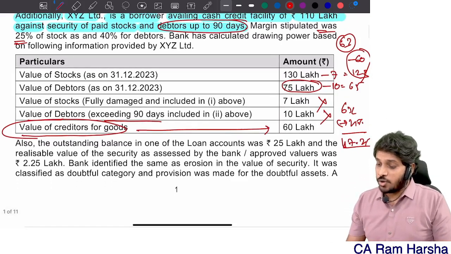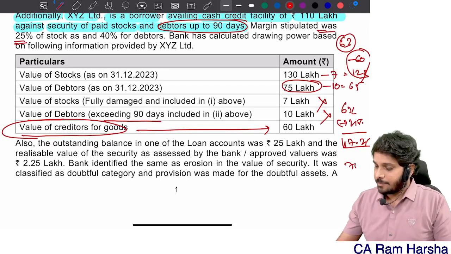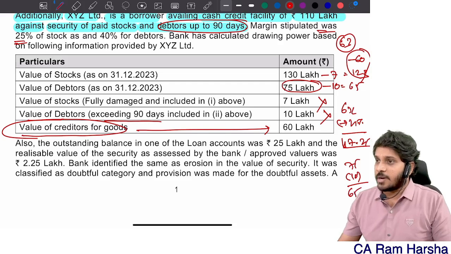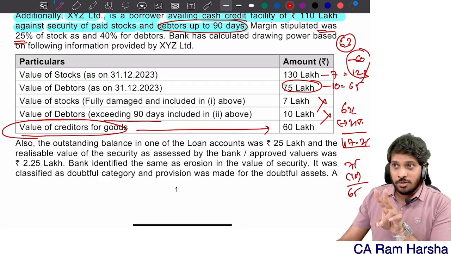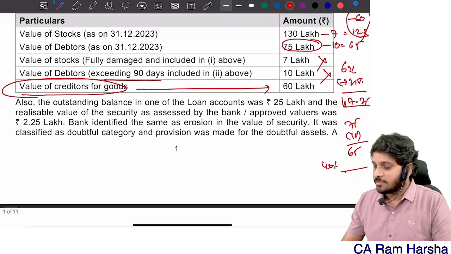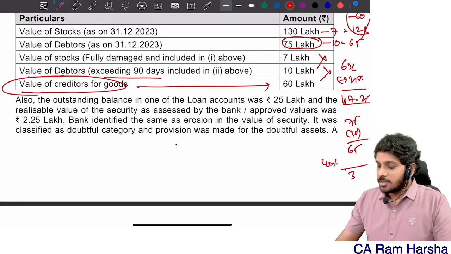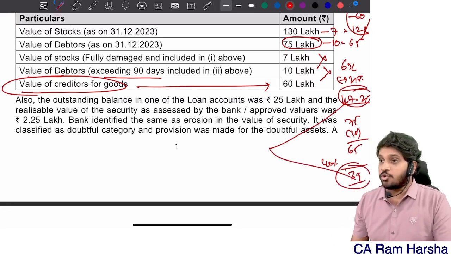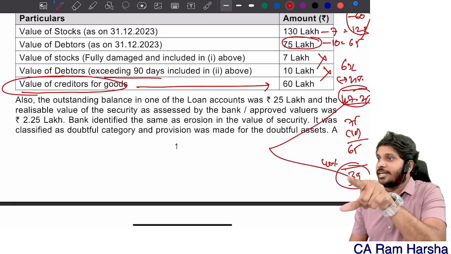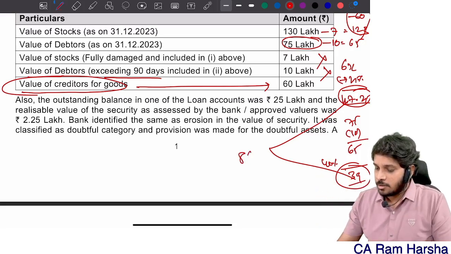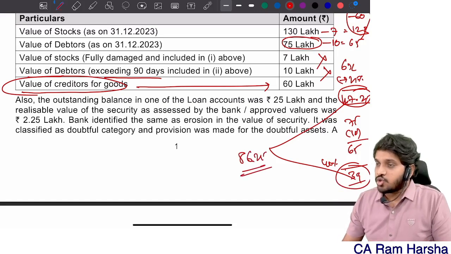Now debtors. How much is there? 75. Minus 10 lakhs is not considered, right? How much balance? 65. Will the banker give 65 loan? How much will he give? 40% margin, remove it. 39. Total how much will the banker give you? 47.25 towards the stock security, 39 lakhs towards debtors security. This much only banker can give.